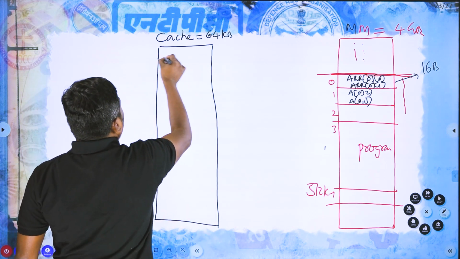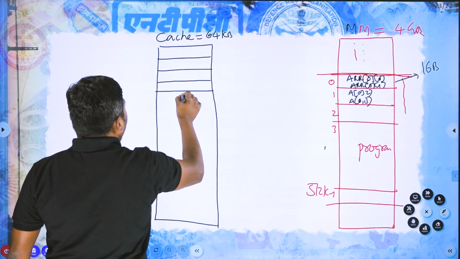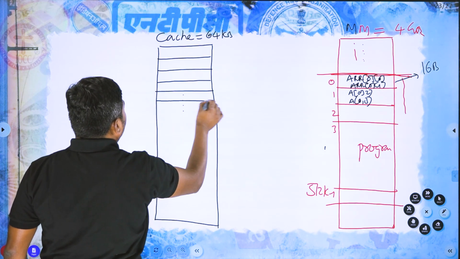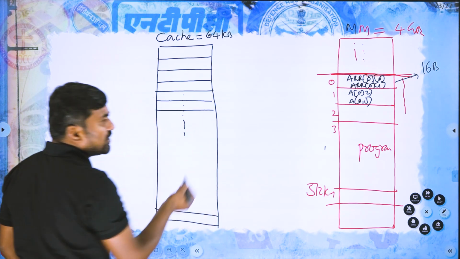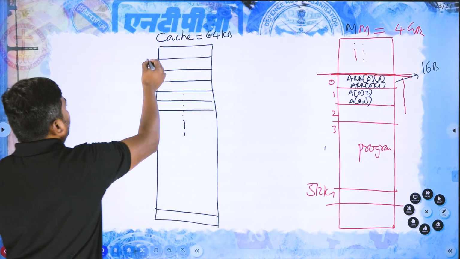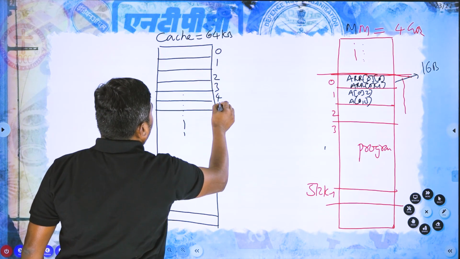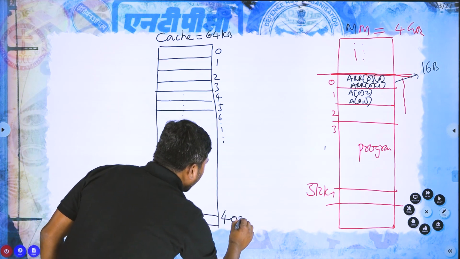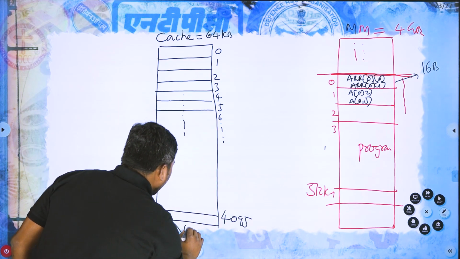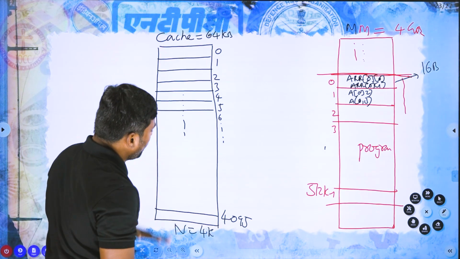Okay. 1, 2, 3, 4. How many blocks are there? Somebody comment it. How many blocks are there? We calculated, right? 4k. So if I start numbering 0, 1, 2, 3, 4, 5, 6, 7, 4k is nothing but 4096. Total cache blocks are 4k, 4096, numbered from 0 to 4095.